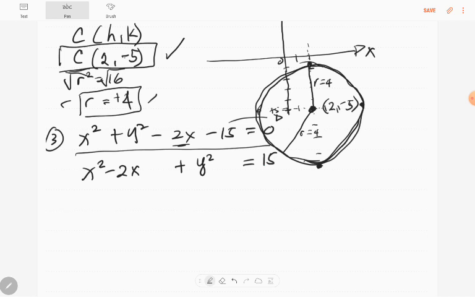Okay, now, a thing to consider when transforming an equation from the general form into the standard form is to perform what you call completing the square. So to complete the square means to transform each into a perfect square trinomial.